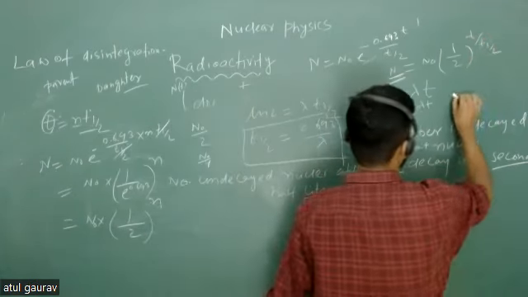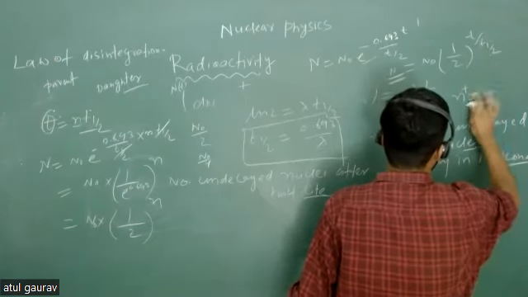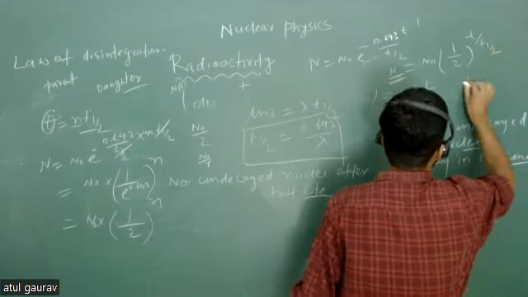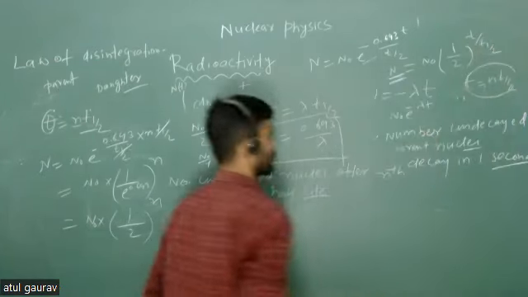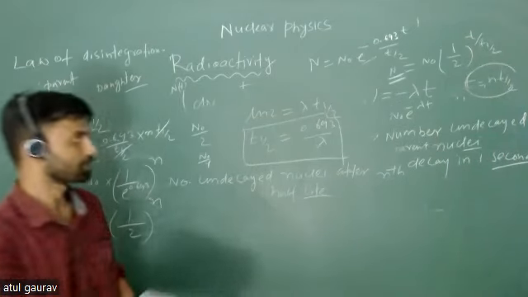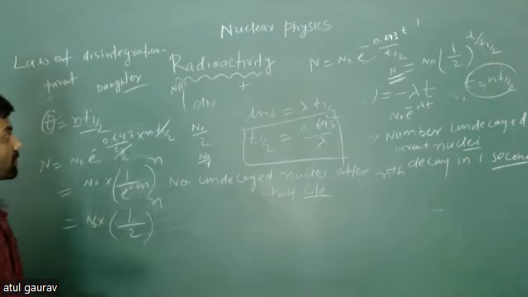And suppose the nth half lifetime is given, then for the nth half time, in place of t you put n into t half. Same thing I'm writing in different fashion. Okay, now I think you people got it right. Shall I erase?